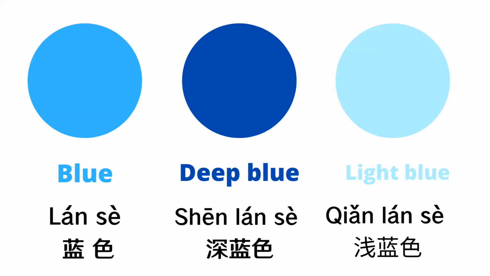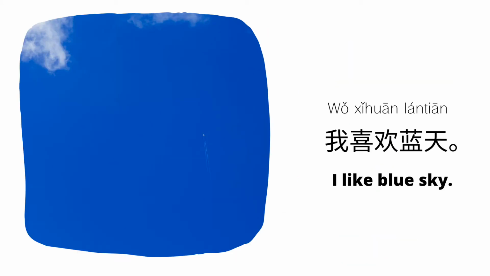There are different types of blue. If you want to say deep blue, that is 深蓝色。And if you want to say light blue, 浅蓝色。So here, 深 means deep. 深 can be used to describe a darker color. On the contrary, 浅 means light. It can be used to describe a lighter color.